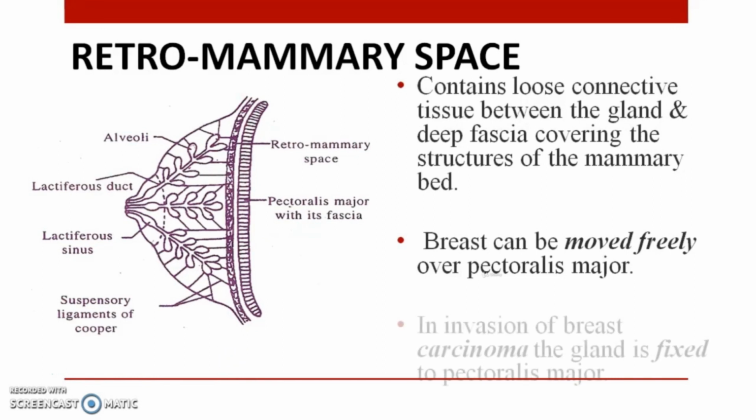Then we will see the clinical aspect related to this retromammary space. If a carcinoma occurs, the retromammary space will be fixed to the muscle present behind. So the invasion of breast carcinoma causes the gland to get fixed to the pectoralis major muscle.